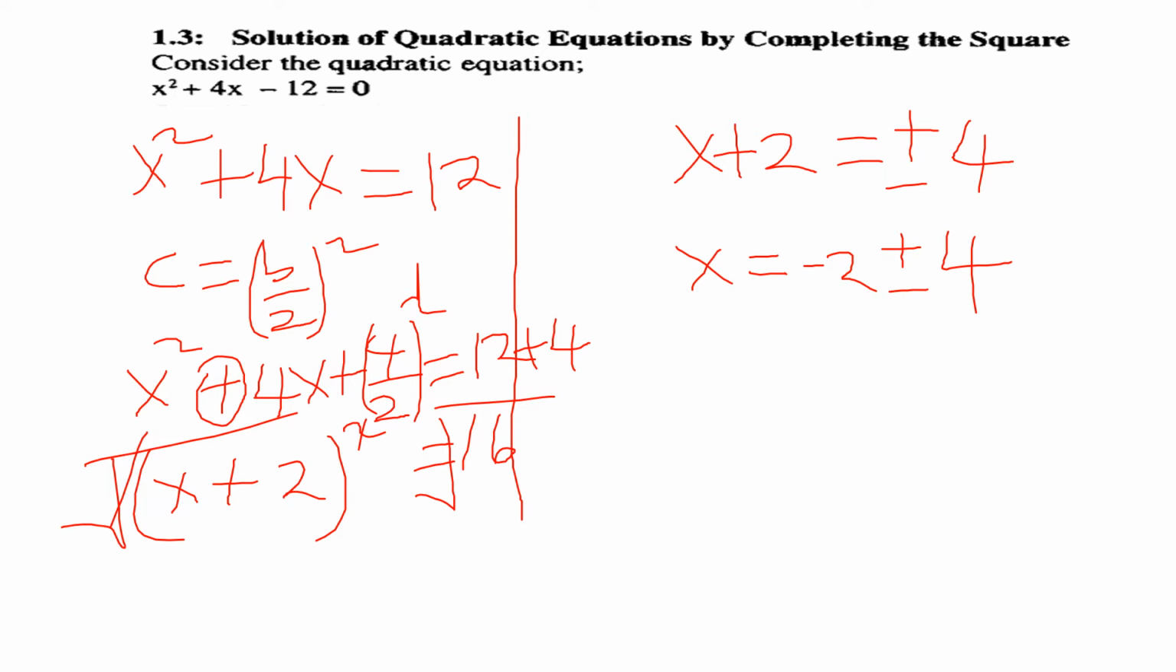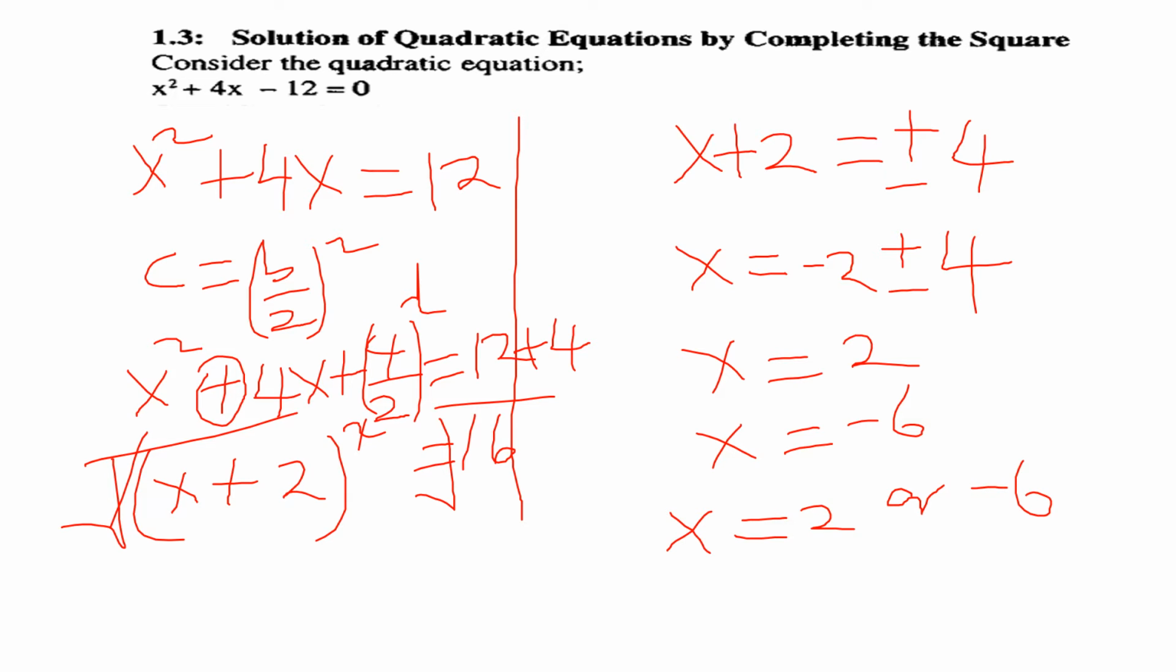If you take the first value of x, which will be negative 2 plus 4, you get positive 2. And the other one, if you take x being negative 2 minus 4, you get negative 6. So we can say that our value of x is either 2 or negative 6.